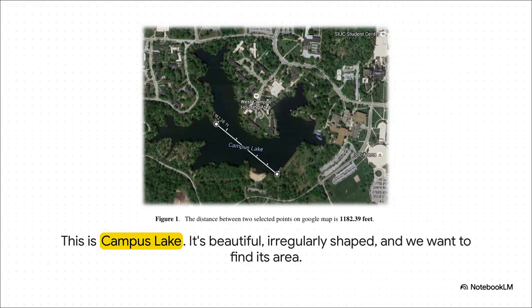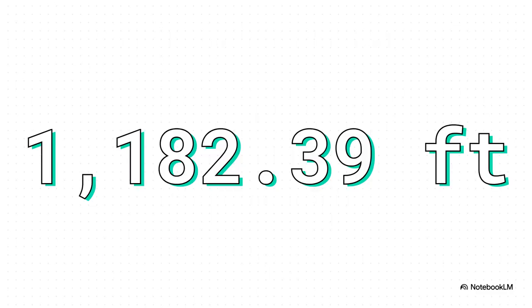Okay, so check this out. This is Campus Lake. And as you can see, it's not some nice, neat circle or a perfect square. I mean, look at all those weird edges and coves. How on earth would you even start to measure the area of a shape like this? Now get this. This is the only piece of real-world information we have to work with. A single measurement taken in a straight line right across the lake. 1,182.39 feet. That's it. That is all we've got.